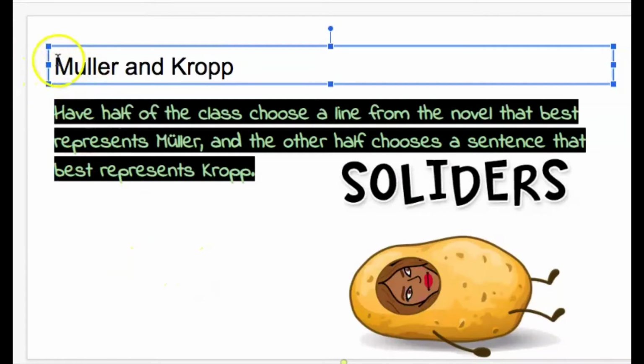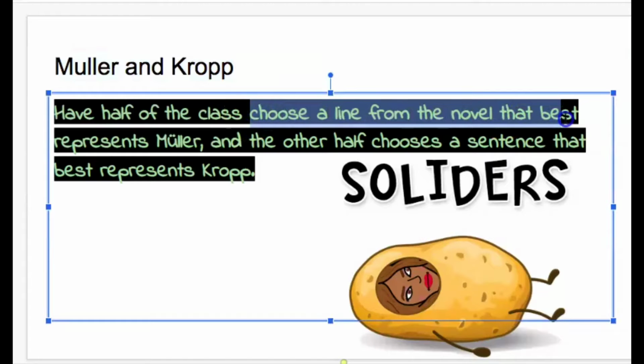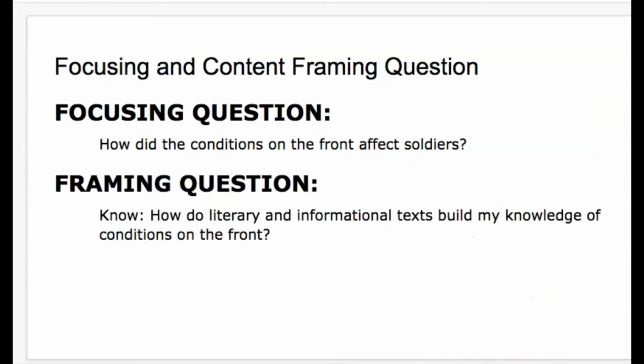So we're going to be looking at the characters of Muller and Crope. I want you guys to look into your novel and choose a line from the novel that best represents Muller. What line best represents what type of person he is or his characteristics? And the other, choose a sentence that best represents Crope. Share out inside of the discussion board.